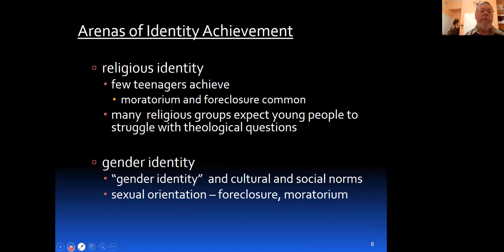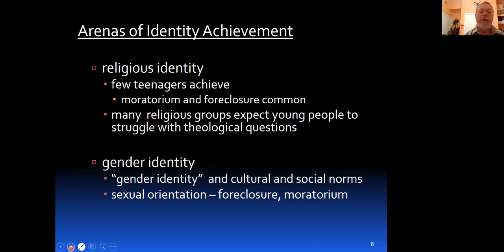Moratorium is also common amongst teenagers. They might say, you know, that's just not that important to me to have a solid sense of religious identity, so I'll just deal with that later. I'm not really going to go into that right now. Okay.